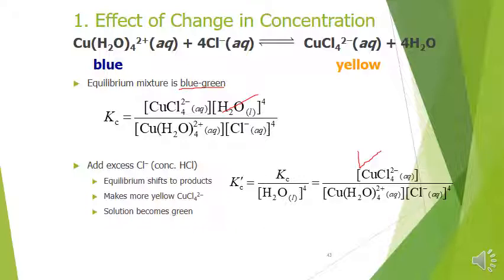Now, what happens if we're at equilibrium and we add more chlorine? Now we have more reactant than product, so the system is going to want to remove some of the reactant and make more product. So if you add more of the reactant, it will force the reaction to the right, and it'll become more yellow. It shifts to make more product.